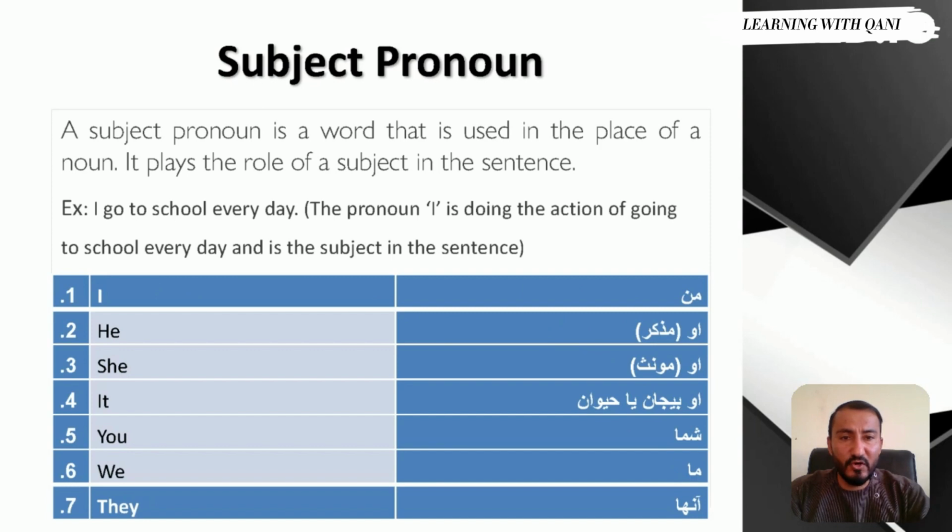First, let's talk about subject pronouns. A subject pronoun is a word that is used in the place of a noun. It plays the role of a subject in a sentence. You can see an example of a subject here. I go to school every day. The pronoun I is doing the action of going to school every day and is the subject of the sentence. The subject pronouns are I, he, she, it, you, we, they.